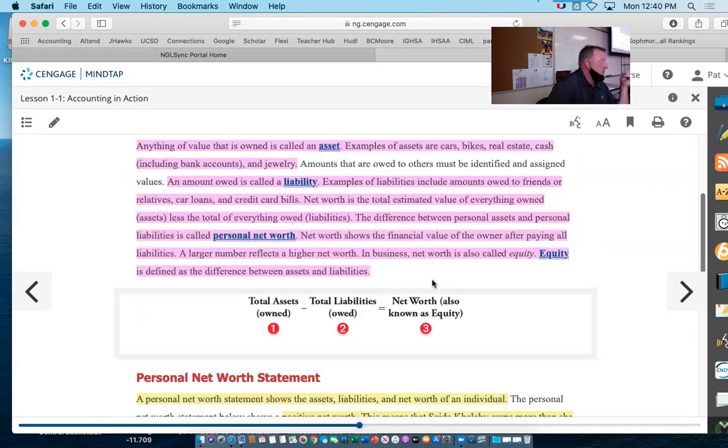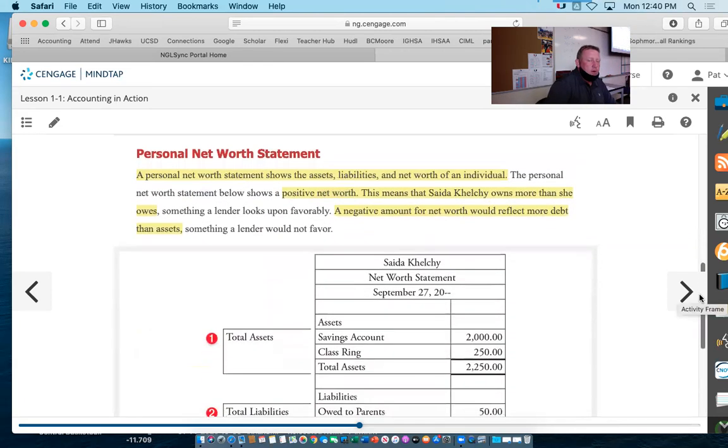Nobody else owns it. It's his. So all the money he makes from this company is his. That's his equity. It's his net worth. Okay, so for this personal net worth statement, this is what we're going to do and work together.